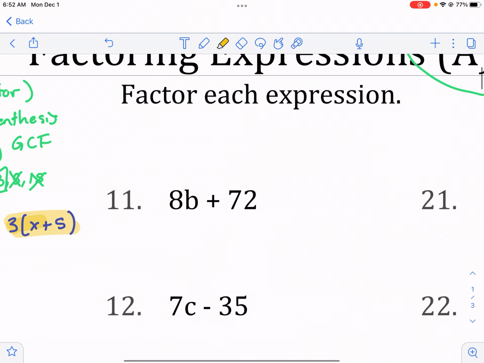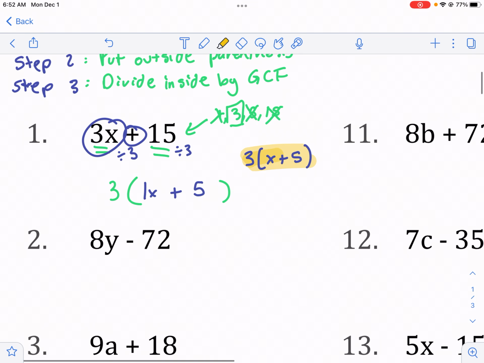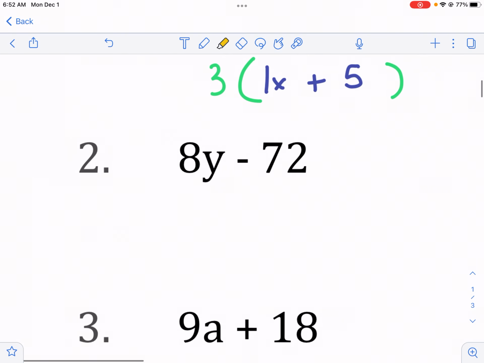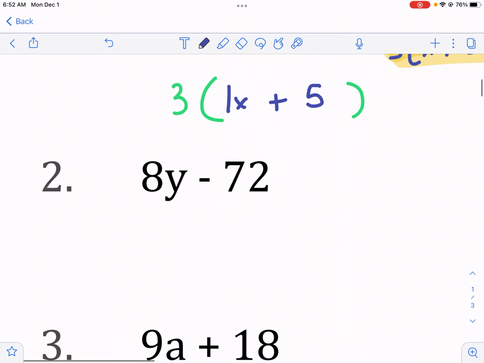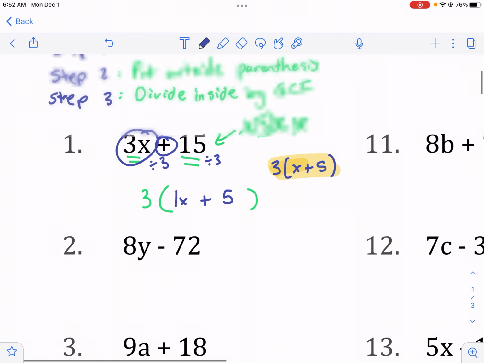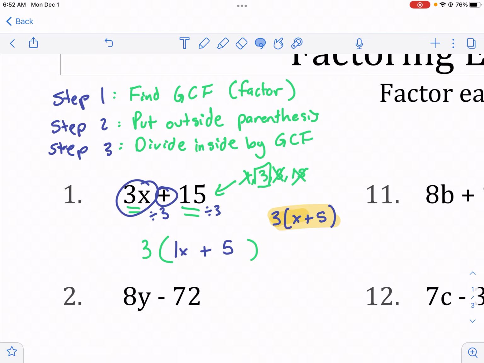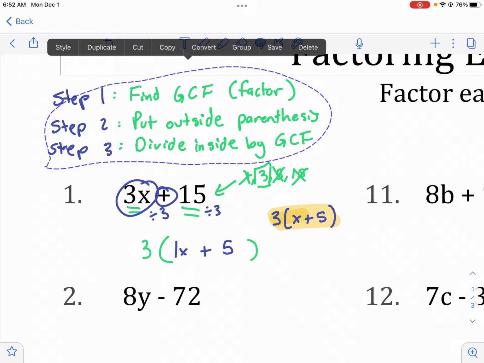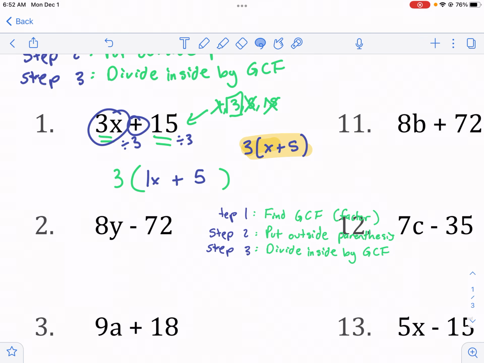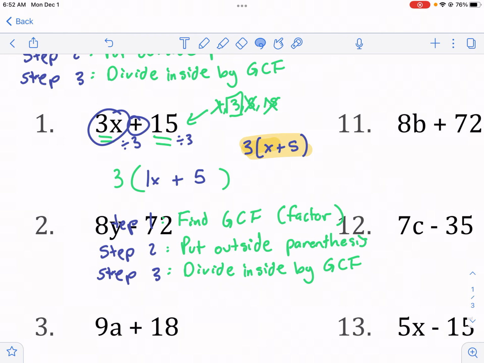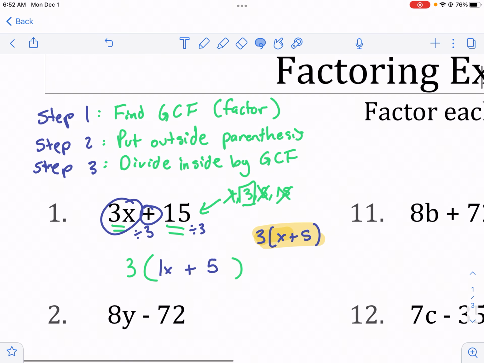Okay, moving on. We might as well go to number 2. This one looks a little bit more difficult, right? We have some bigger numbers here, but we still are going to look for the GCF. Let me copy and paste this. I missed the S, so let me go back actually. So step 1 is we're going to find the GCF.